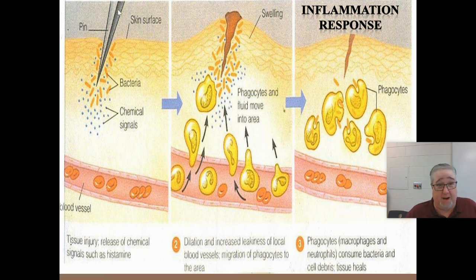So if you get a paper cut or you poke yourself with a pin or you get a splinter, that skin has been opened. That's one of your first lines of defense. So that's a place where bacteria are going to try to get into the human body, and they're going to get in no matter what. They're going to get in the body.